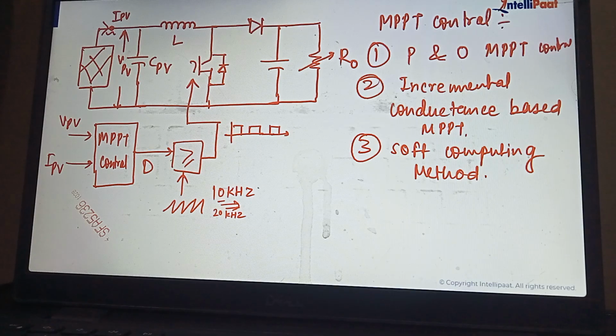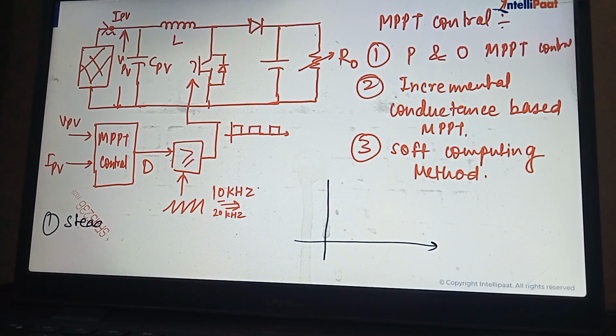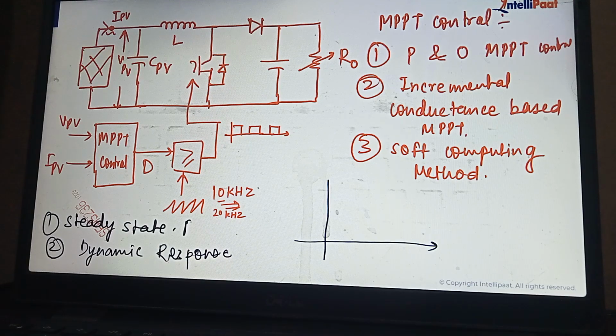Because in the case of P and O and incremental conductance, we have to see the response. In the case of a PV array, there are two responses: one is the steady state response, and the second one is the dynamic response. These two responses are really important to get from this panel.